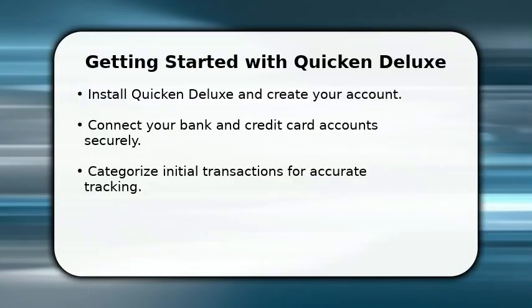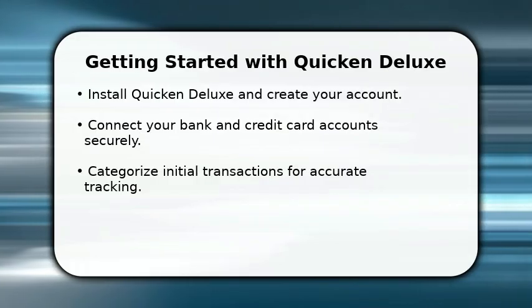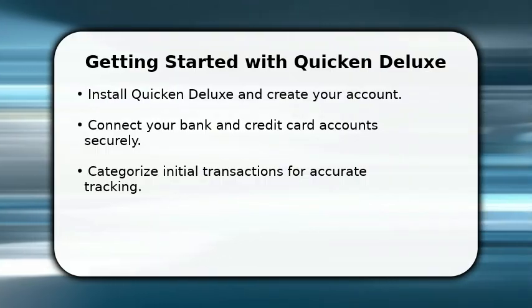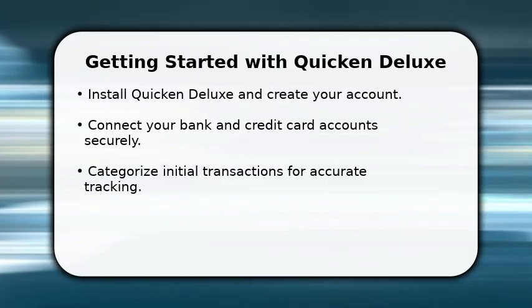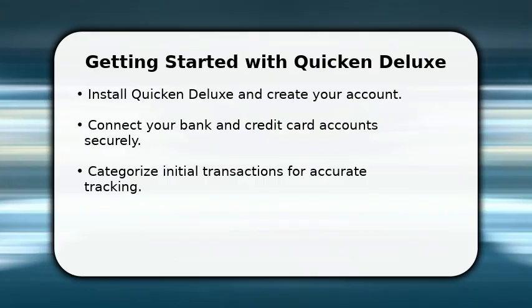In this video, I will explain how to use Quicken Deluxe the easy way. First, you'll want to install the software and set up your Quicken ID. Then, securely link all your financial accounts, like checking, savings, and credit cards. This initial setup is crucial for Quicken to automatically download your transactions. It usually takes just a few minutes to get everything connected and ready to go, providing a clear overview of your finances from day one.